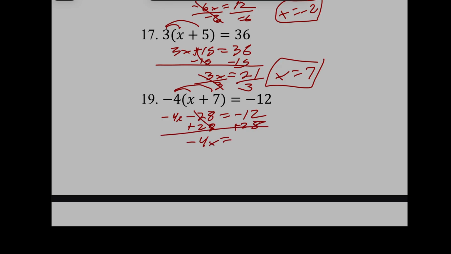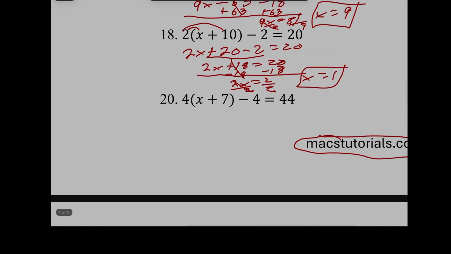Negative 4x equals, signs are different, so you subtract them. Keep the sign of the bigger number, which is positive. So I leave it just like that. I'm going to divide by a negative 4. Please don't forget that negative. And x is going to equal negative 4. 16 divided by negative 4 is negative 4.